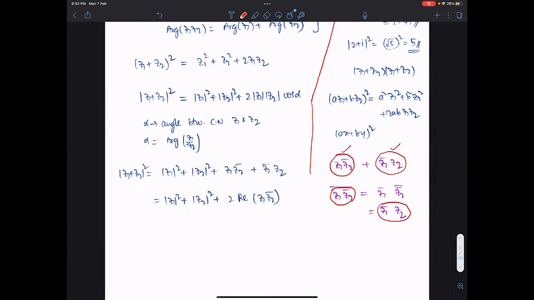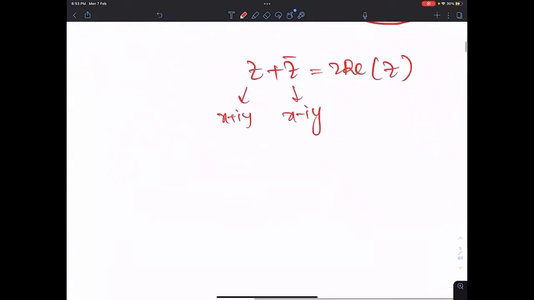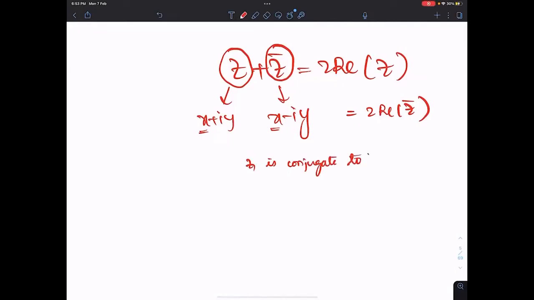It is like z plus z bar. What is z plus z bar? 2 times the real part of z. Because if z is x plus iy, z bar is x minus iy, and z plus z bar is 2x, that is 2 times the real part of z. Or you can write it as 2 times the real part of z bar also, because the real part of z and the real part of z bar are both the same. So that means if z1 is conjugate to z2, it implies z2 is conjugate to z1.